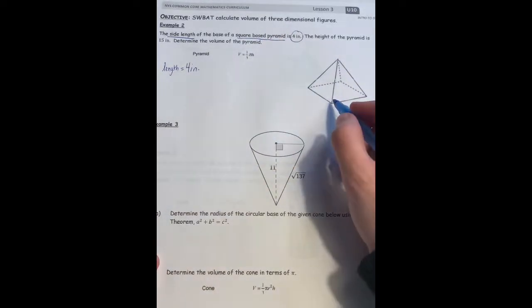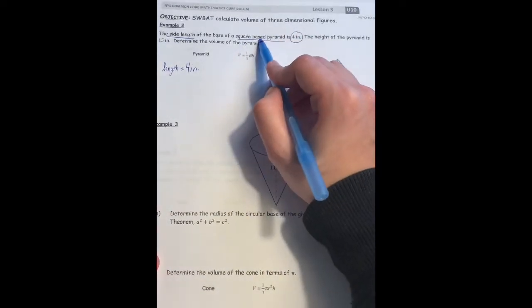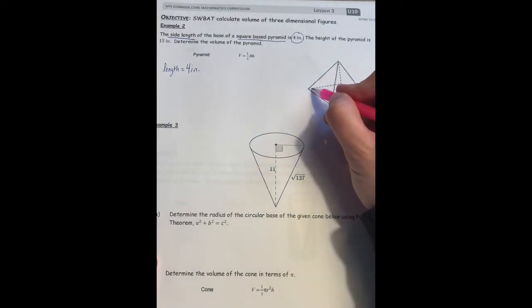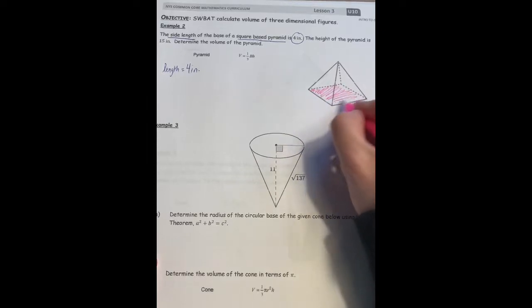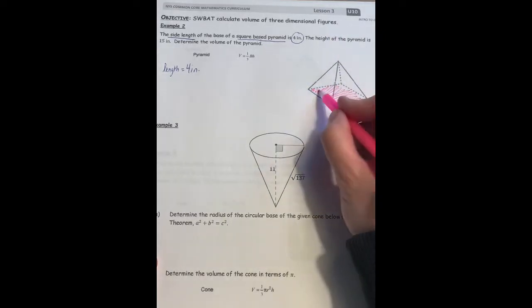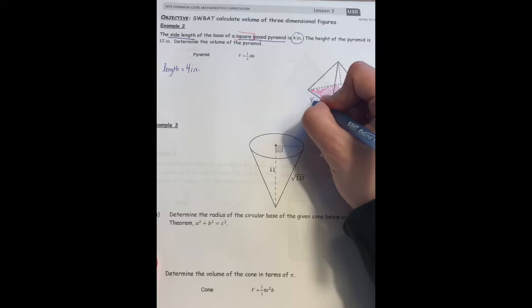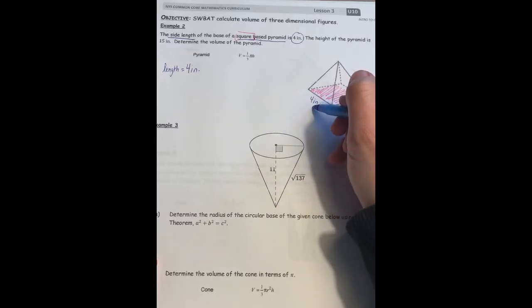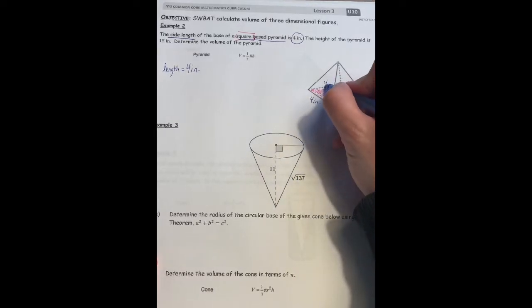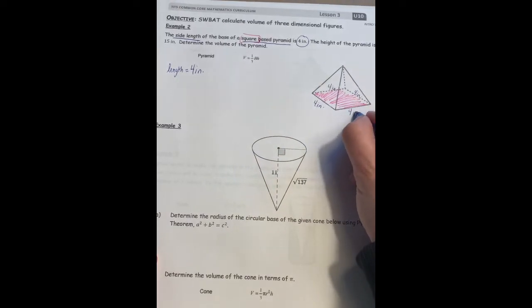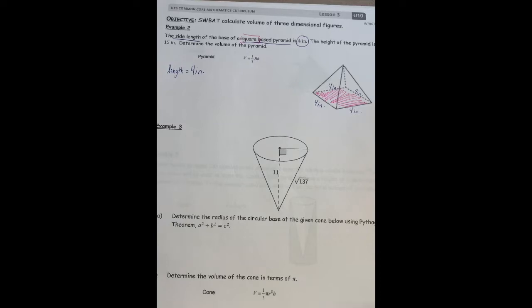So let's look at our diagram. This is a square-based pyramid. That means the bottom of the pyramid, or the base of the pyramid, is right here. They're saying that this is a square. And they told us that one side is 4 inches. So if one side is 4 inches, we know a square has all equal sides. So all 4 of them are 4 inches, all 4 sides.